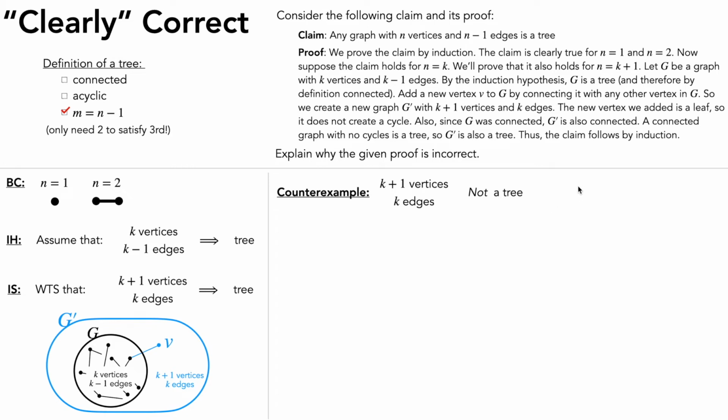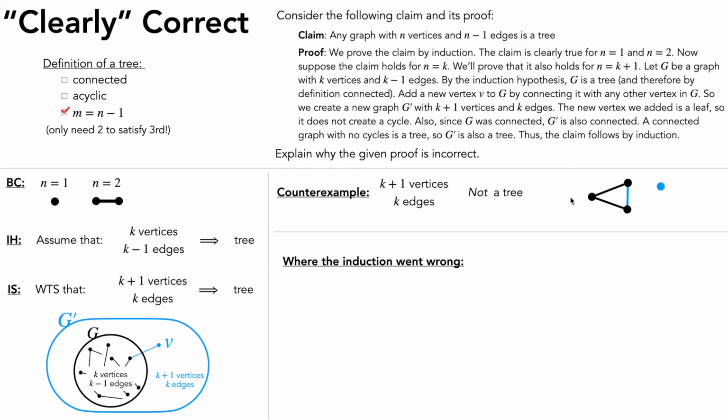Okay, this graph has 3 vertices and 2 edges, so this would be our k vertices and k-1 edge graph. Let's go ahead and add 1 more vertex, and now add 1 more edge. So this is a graph with 4 vertices and 3 edges, but is definitely not a tree. It is both not connected and not acyclic. So where exactly did this induction go wrong?